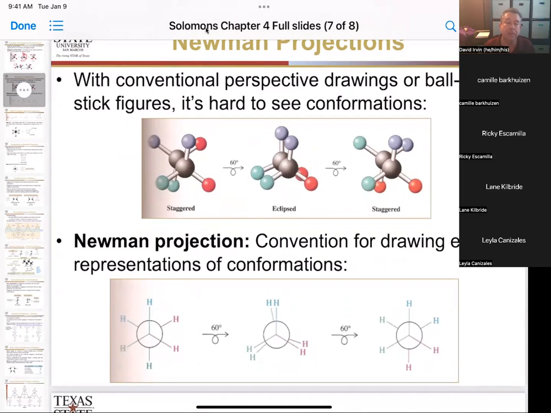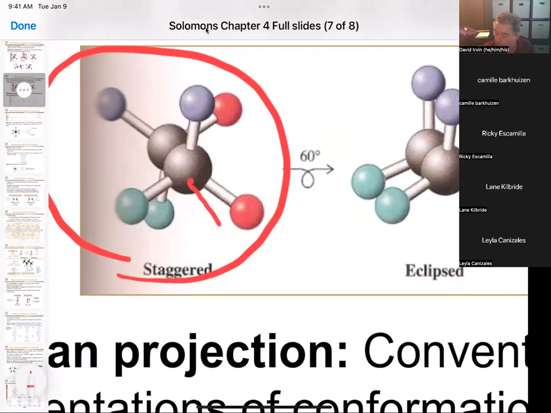So what we're going to do is use something called the Newman projection. The Newman projection helps us understand eclipsed versus staggered, and helps us decide which configuration is the lowest in energy and which configuration is the highest in energy. Instead of drawing all the spheres and balls like this, we're going to look down the axis of the two carbon atoms. Any two carbon atoms, you can draw a Newman projection.